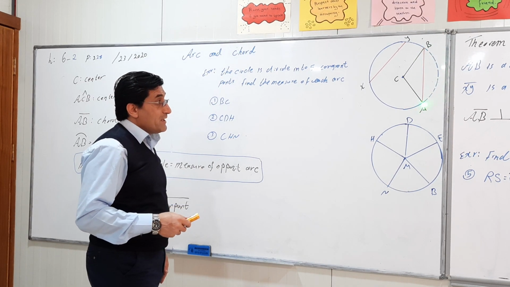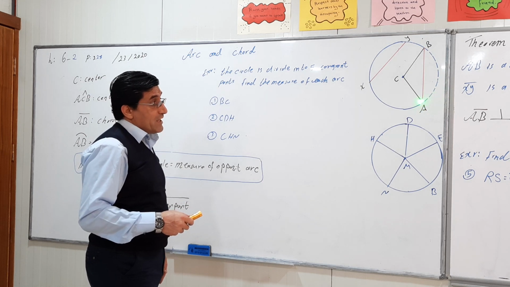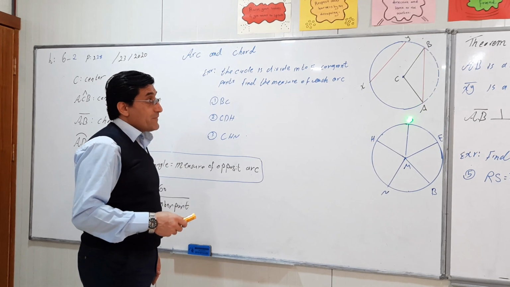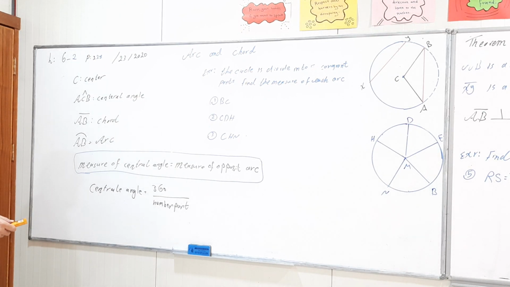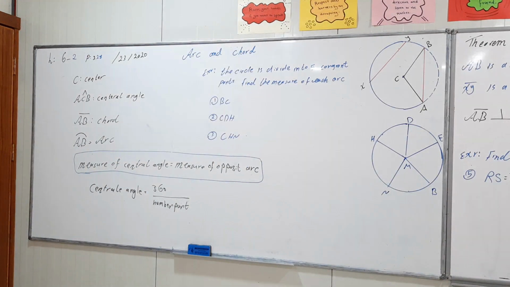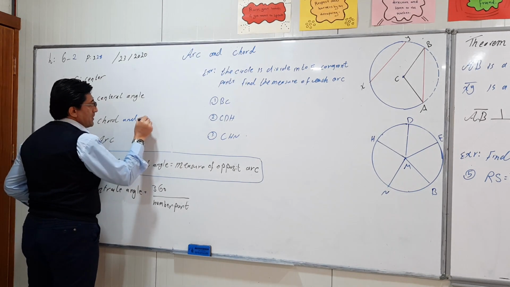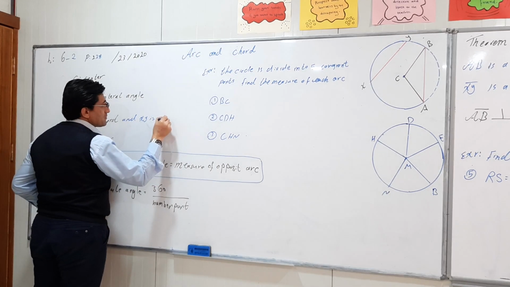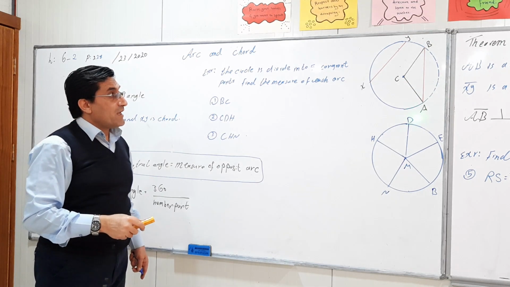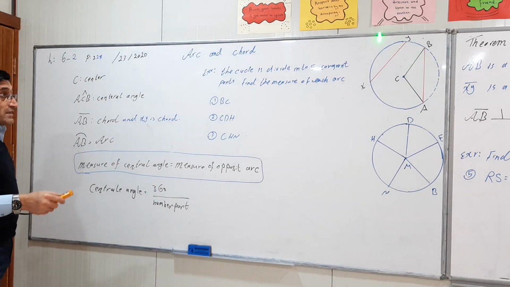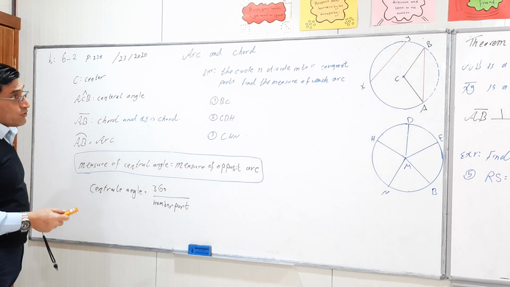But curve AB, this dotted line, AB is an arc, a curve. This AB is a curve, and XY is also a curve. But I said I need just AB, because it has a relation with arc AB. So straight line AB is a chord, but curve AB is called an arc. Now we need arc. We talk about arc.